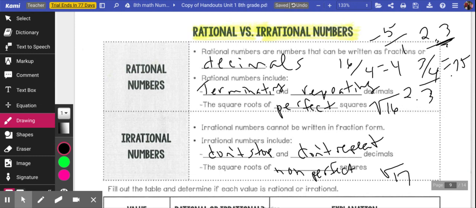A decimal that doesn't stop or repeat might look like 1.245, and then sometimes they put little dots. It'll go on your calculator. Obviously it has to end at the end of your calculator, but you can tell that there's no repeating pattern, and it goes all the way to the end. Pi would be another irrational number.